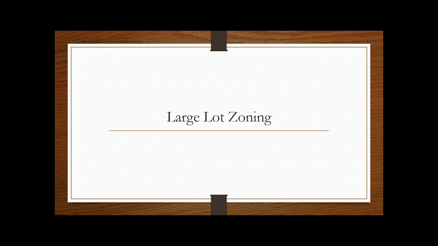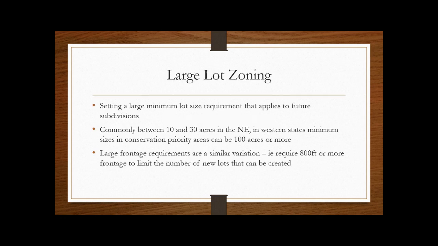So starting with the simplest to explain and understand method for growth control in places where the town does not want to see a lot of development is large lot zoning. Large lot zoning is setting a large minimum lot size requirement for future subdivisions. So commonly in the Northeast, this would mean having a minimum lot size that's between 10 and 30 acres. In other places in Western states, minimum lot sizes in areas that are priority for conservation can be 100 acres, 150 acres. But generally, because of the size of parcels and the history of development in the Northeast, large lot zoning is generally targeted between 10 and 30 acres. That's a lot bigger than the town's current 2 acres, but it's still not really all that large in the pieces that you end up with.